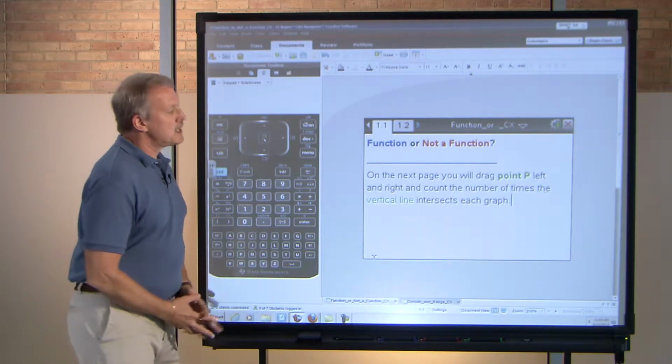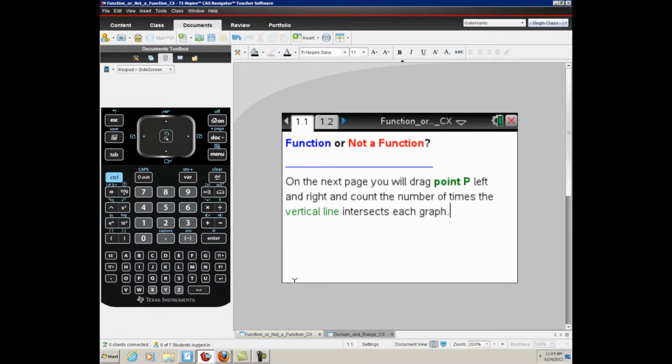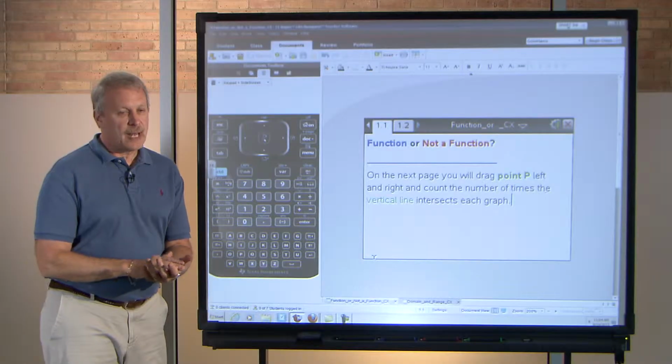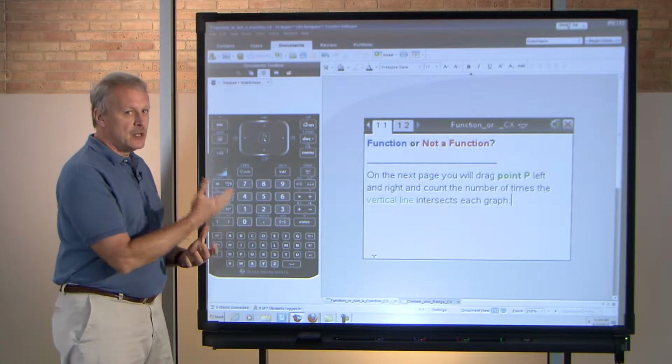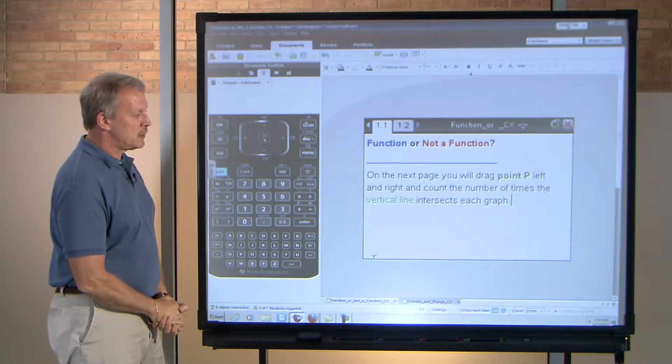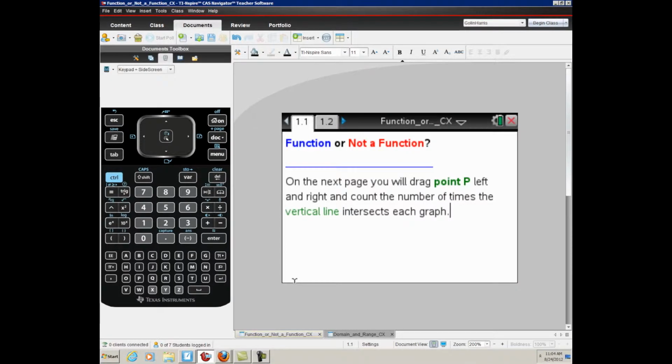This is a TI-Nspire CX handheld emulator that is going to emulate what the student would be doing on his or her own individual handheld. Okay, now I'm going to be using a smartboard and using touch features, but that's not available on the handheld, but you'll be able to see what the student will be able to do. So here's the activity, function or not a function. On the next page, drag point P to see the number of times the vertical line intersects each graph.